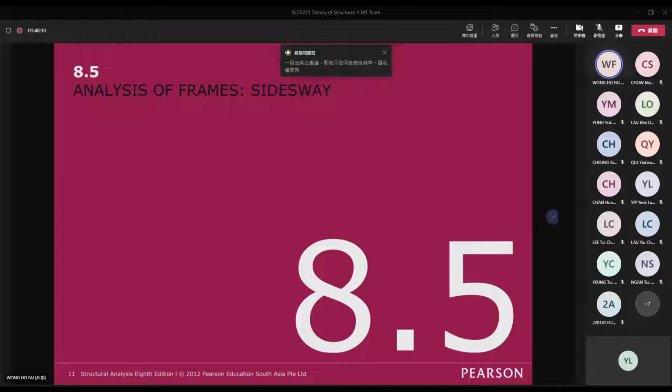Now for the frame actually with sideway, that means the loading may not be symmetrical, or there is no constraint to restrain the frame from deflecting laterally. Then we call it the frame with sideway. Now the slope deflection equation can also apply to this kind of frame, but it will involve more procedures.